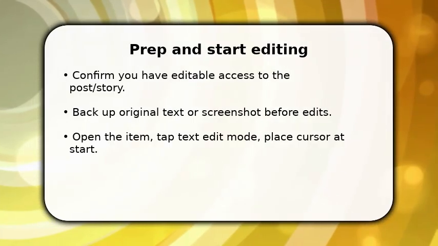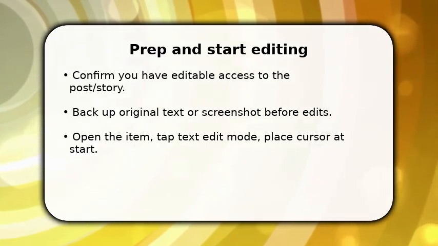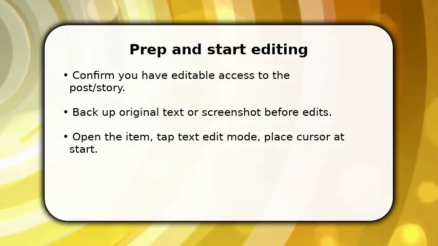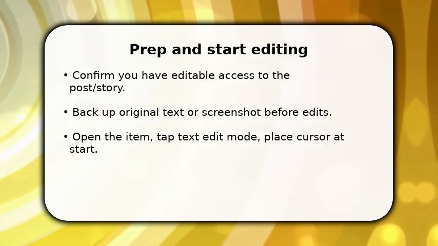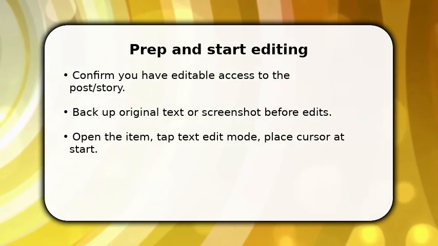You start by securing an editable copy so you can undo mistakes. Once you have access, back up the original text or capture a screenshot. Next, open the item and enter text edit mode.